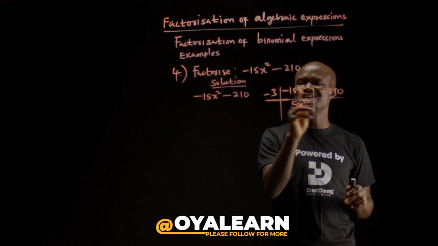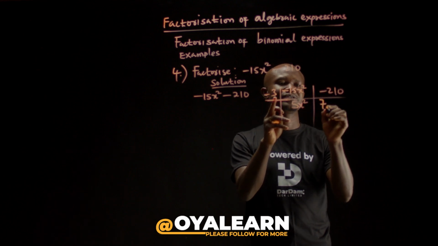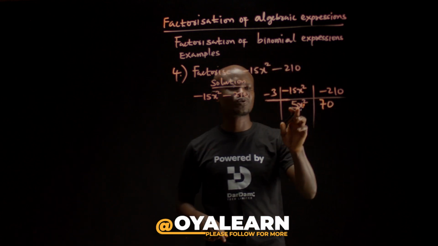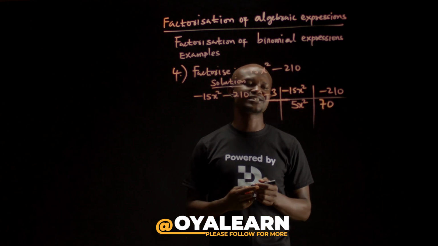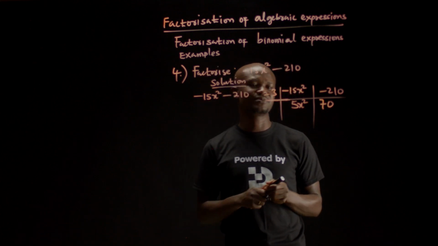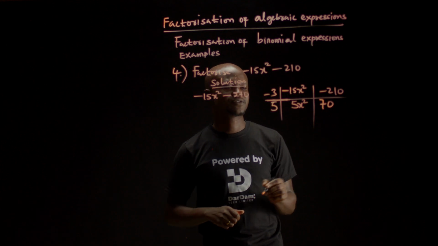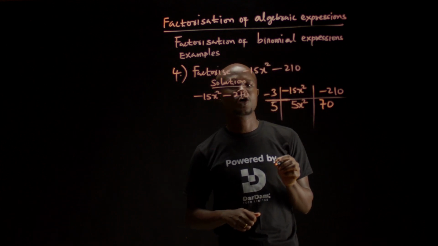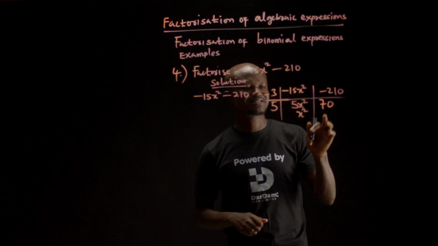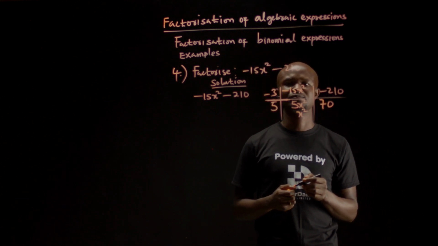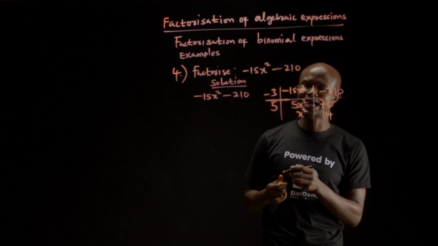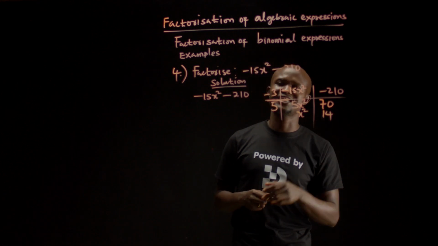So 21 divided by 3, what are we having? 7. And 210 divided by 3 will be 70. So in this case, we have 5s squared and 70. Now looking at it, what number will divide 5s squared and 70 without any remainder? That's 5. 5s squared divided by 5, what do we have? We have s squared. And 70 divided by 5, what are we going to have? 14.